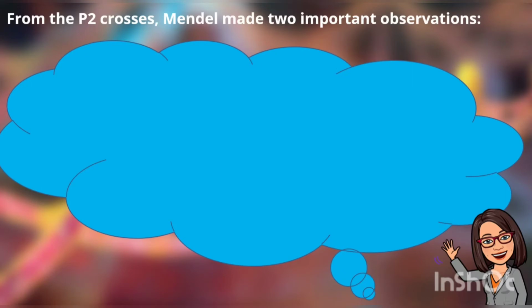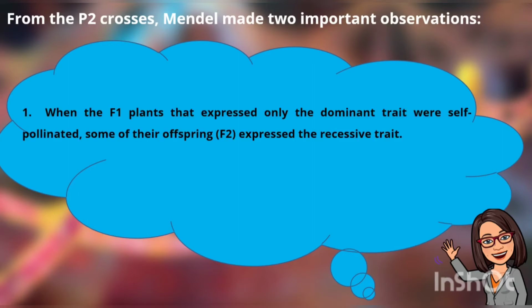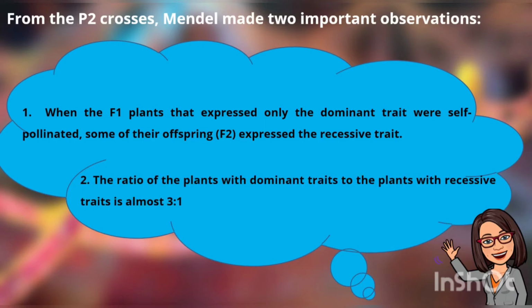From the P2 process or parental generation 2 process, Mendel made 2 important observations. 1. When the F1 plants that express only the dominant trait were self-pollinated, some of their offspring, or F2, expressed the recessive trait. The ratio of the plants with dominant traits to the plants with recessive traits is almost 3:1.